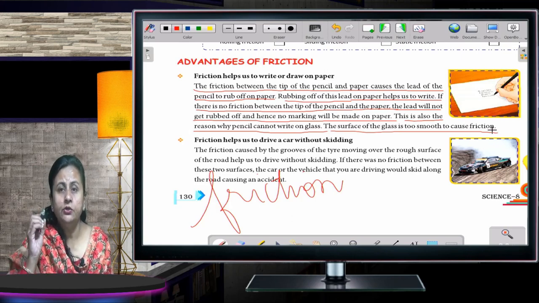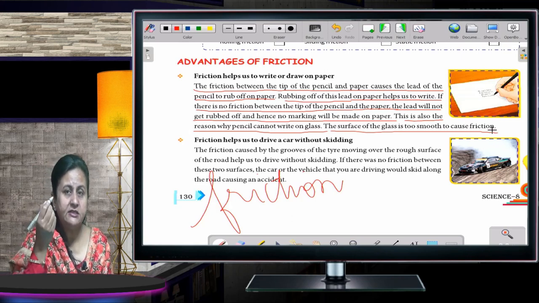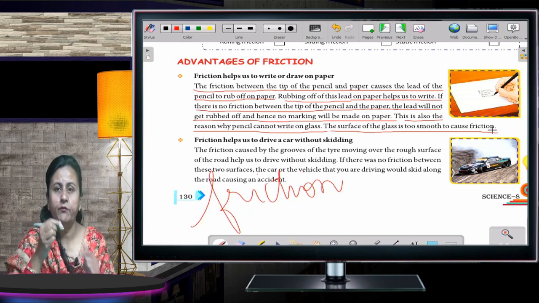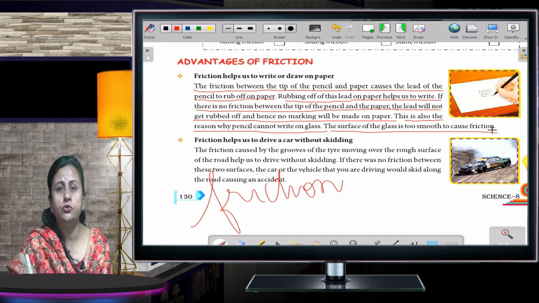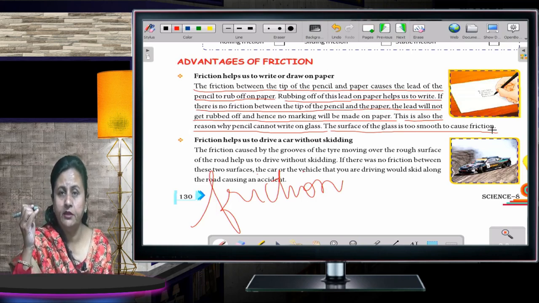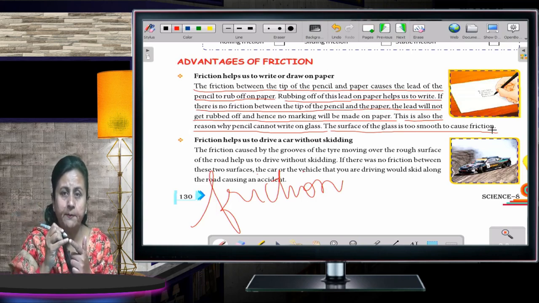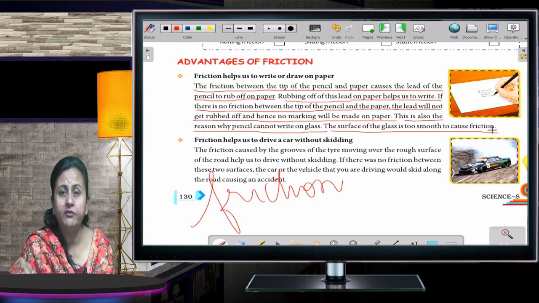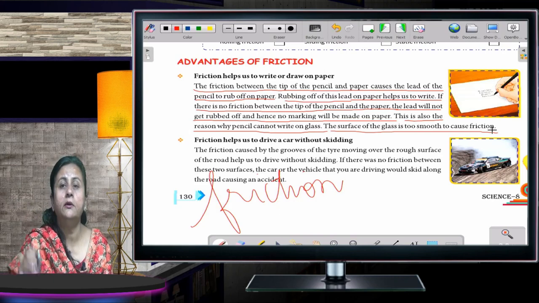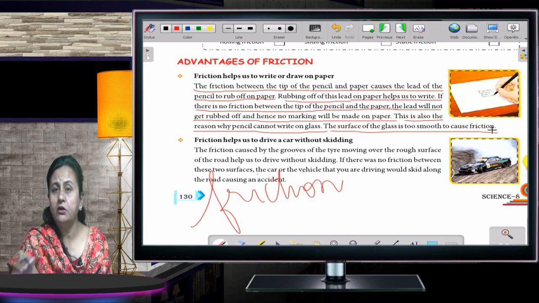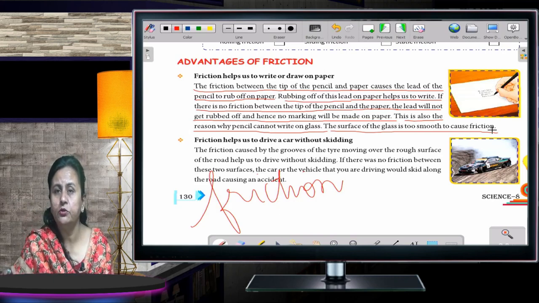When this pen is in my hand and it has a tip, when I write on a paper, I am able to write because the friction between the paper and the tip is making me write. If I try to write this on the glass, I won't be able to write because the surface is very smooth. And if the surface is smooth, then the friction would be less.